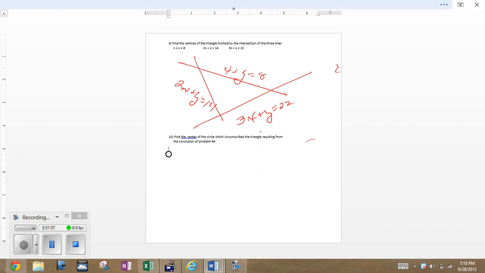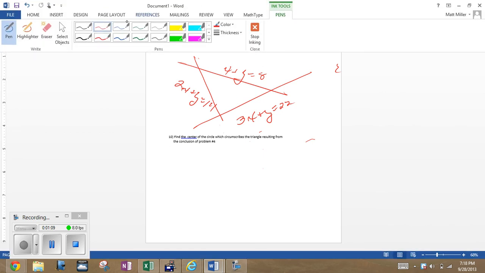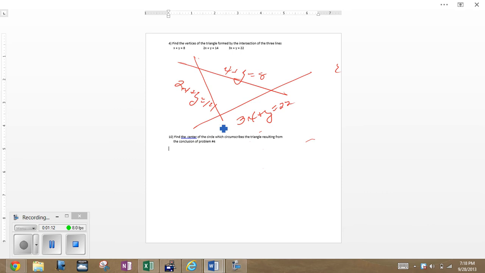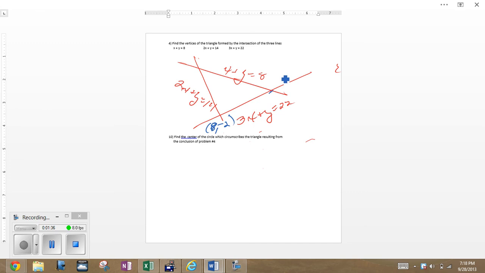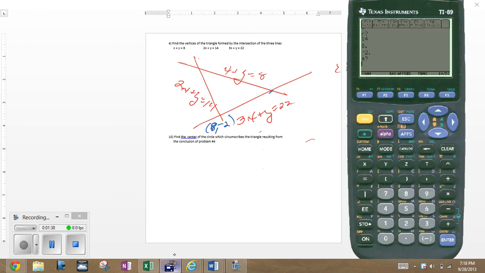Let's just color code that a little differently. So this is going to be 8, negative 2. That's now one of the points. Okay, and now let's pull this calculator back up again. Let's run through the program again. So we've got to go home and execute it again. Now let's find this point right here. That's going to be the intersection between those two lines.